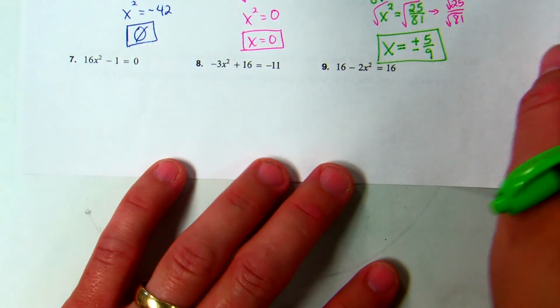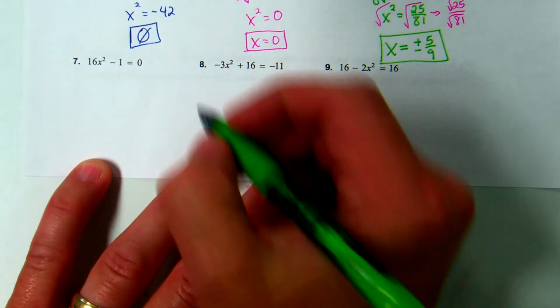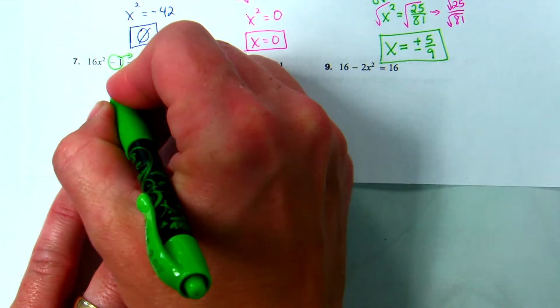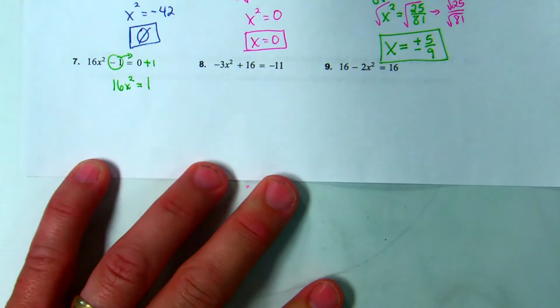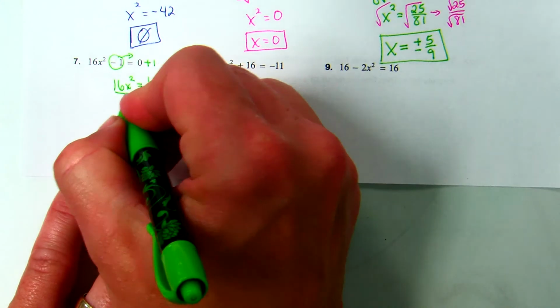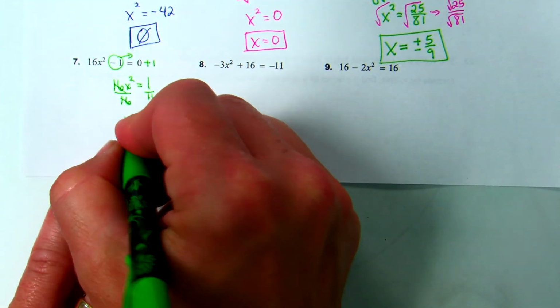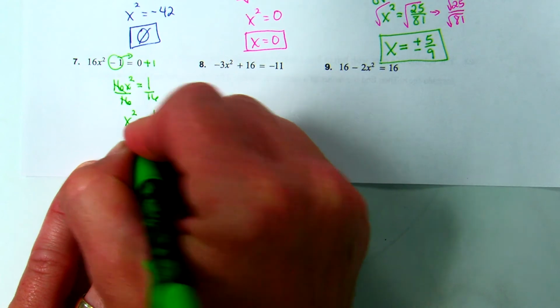On number 7, we need to get 16x squared by itself. So we'll take the 1 and we'll move it across. That will make it a positive 1. So we'll have 16x squared equals a positive 1. We'll then divide by 16 on both sides. 16s will become a 1, leaves us with x squared equals 1 over 16.